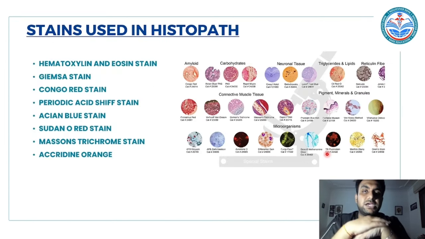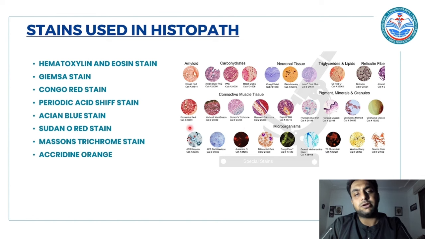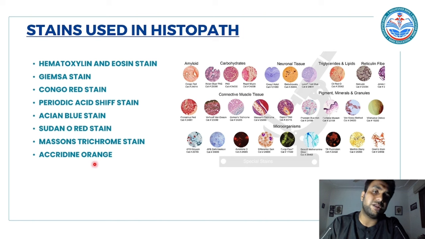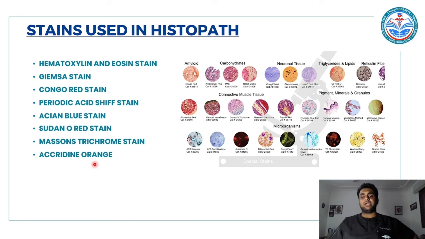Now, stains used in histopath, as I already showed you this diagram before, is just a list for you to remember. There are different stains like hematoxylin and eosin stain, Giemsa stain, Congo red stain, periodic acid Schiff, Alcian blue, Sudan red, Masson's trichrome and acridine orange. These are the most important that I could remember with my brain. There are many more. I'm saying there are more than 30 to 40 stains that are there in different subjects. So make a list so you can remember them properly.